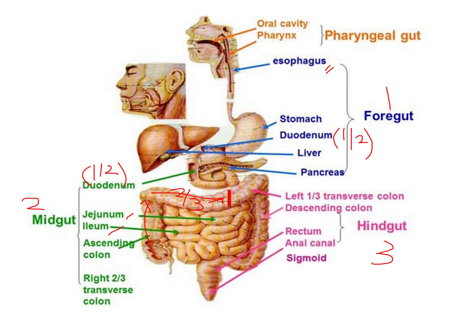Finally, derivatives of the hindgut start with the remaining left one-third of the transverse colon, the descending colon, the sigmoid, the rectum, all the way up to the anal canal. This is our anatomy review of the day.